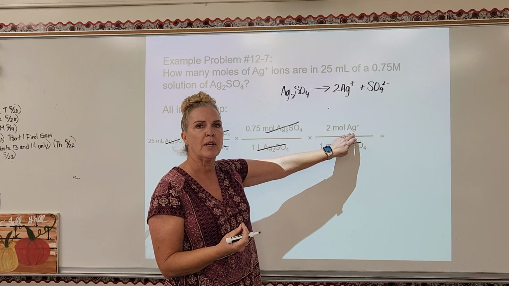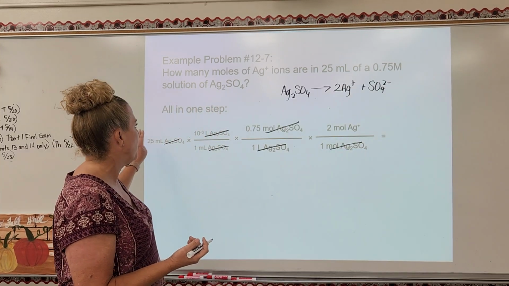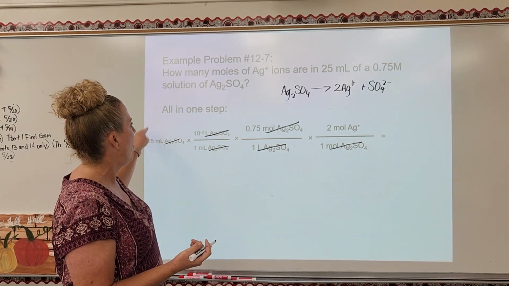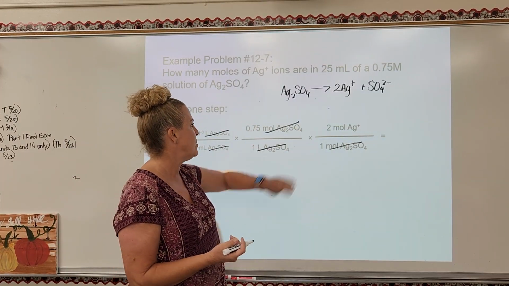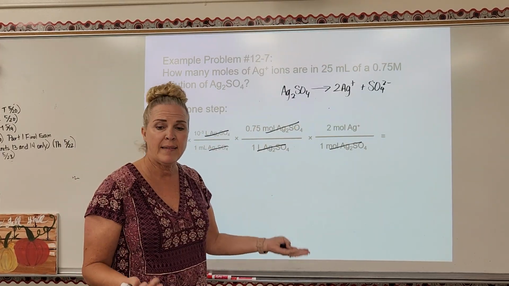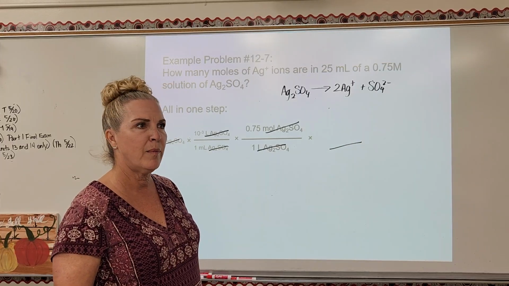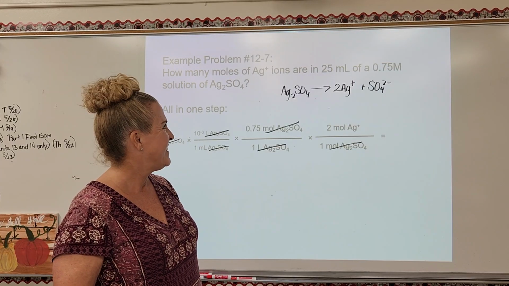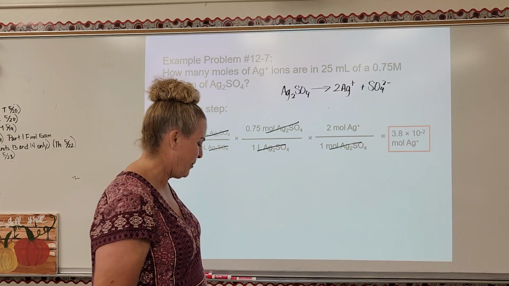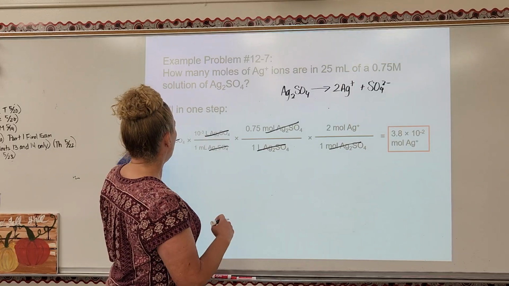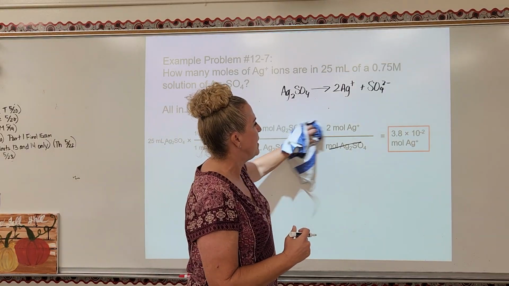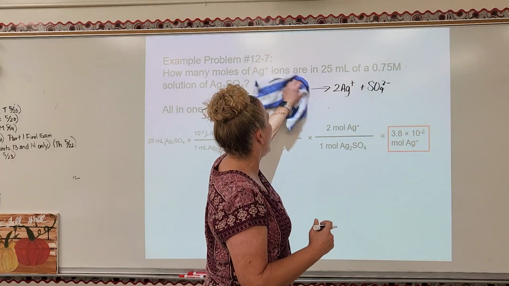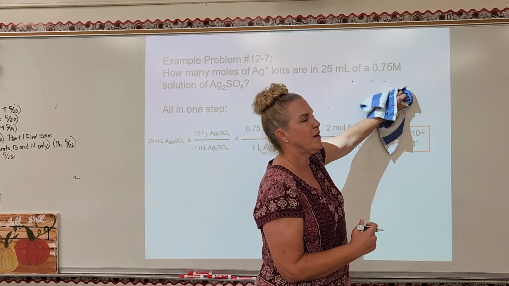That means it's time to do the calculation. So you're going to grab your calculator, you're going to take 25 times 10 to the minus 3 times 0.75 times 2 and hit equals, because you're not going to divide it by 1. All right, answer: 3.8 times 10 to the minus 2. Because it is less than 0.1, you have to put it in scientific notation.